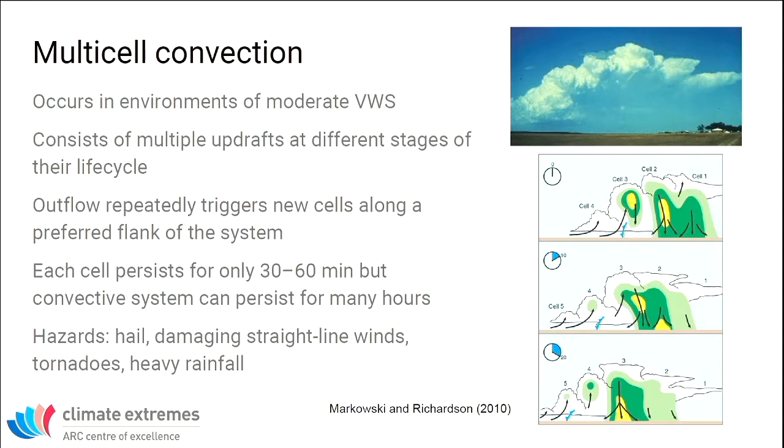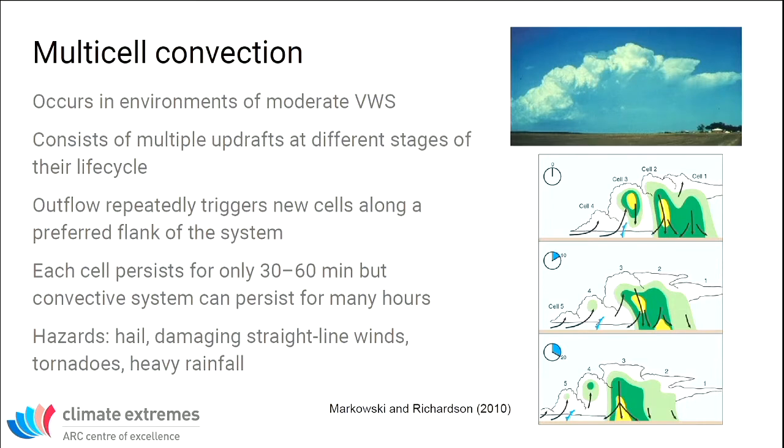They tend to consist, in this simple form at least, of multiple updrafts at different stages of their life cycle. What's happening is the outflow of one storm is initiating a new storm in a sequence which can last for several hours. And typically this occurs on some preferred flank of the storm.